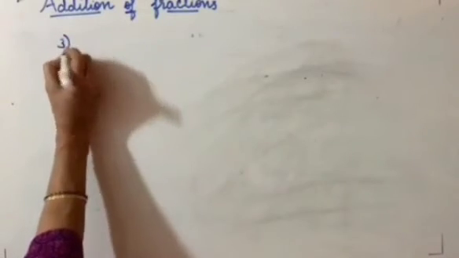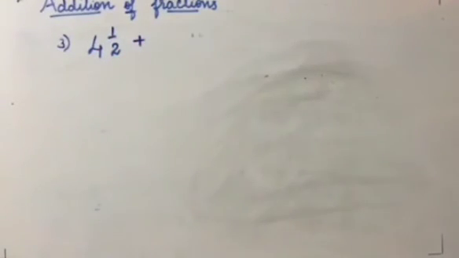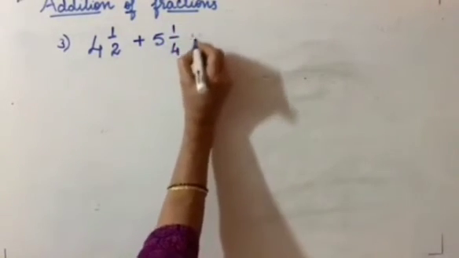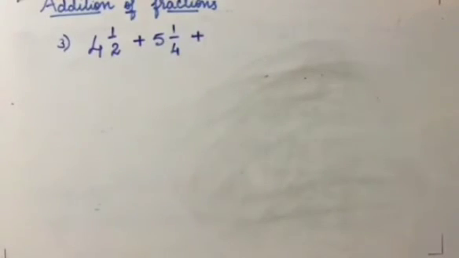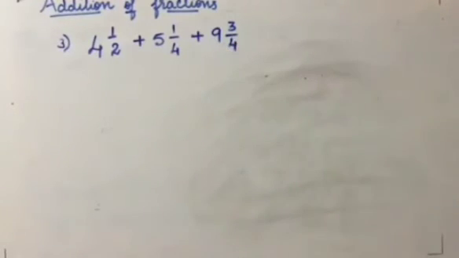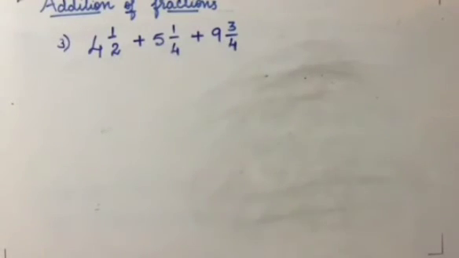Okay. I'll give you one more situation. Now, in this problem, third one, you have 4.5 plus 5 1 by 4 plus you have 9 3 by 4. Please observe the problem carefully. You have 4 and a half, 5 quarter and 9 3/4.